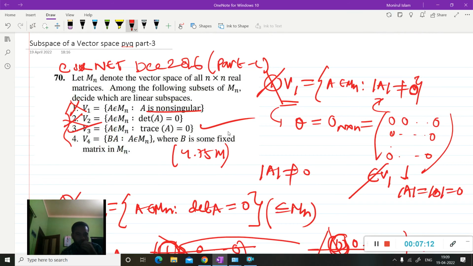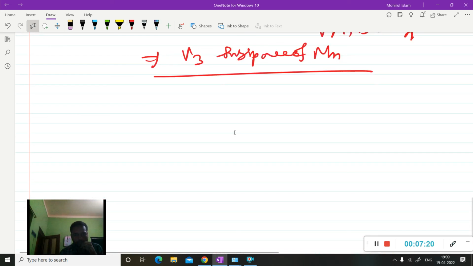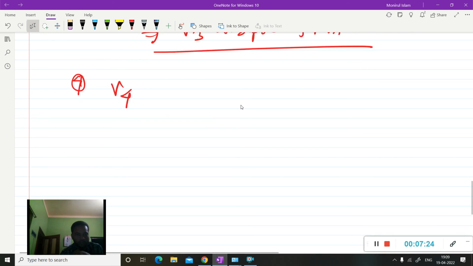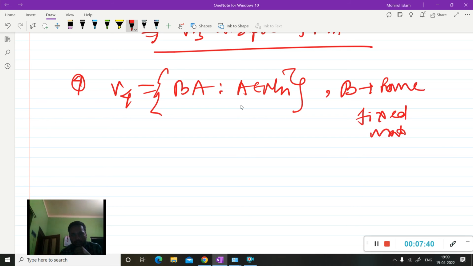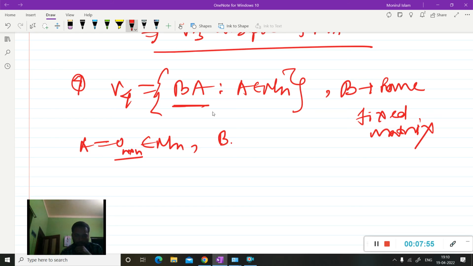Now option 4: the set of matrices of the form BA, where A belongs to Mn and B is some fixed matrix. Will this be a subspace or not? The members of the set look like BA, where A is an n cross n matrix with real entries, and B is some fixed matrix. If I choose A equal to 0, then it is the zero matrix, and B times 0 gives 0, which is of the form BA. So the zero matrix belongs to V4, so V4 is a non-empty set.